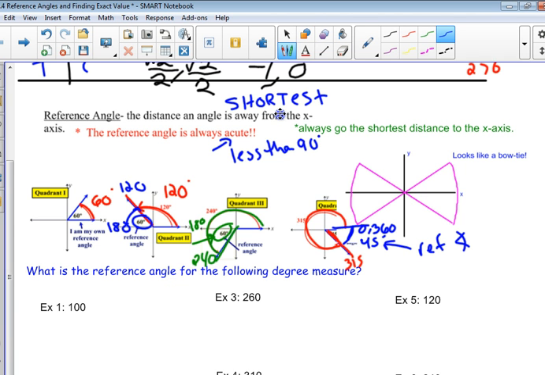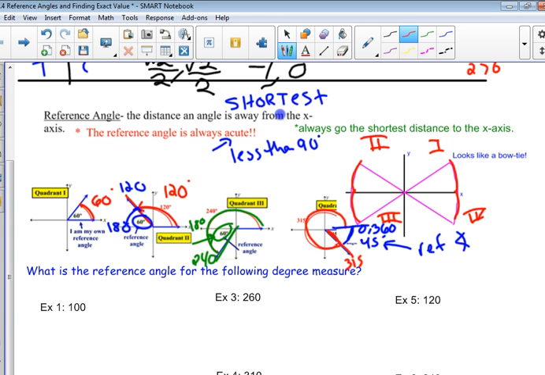Okay. Something that might help you guys, all your reference angles should look like a bow tie. So if you're not sure which direction to go, think about it this way. If you're in quadrant 1, you're always going down. If you're in quadrant 2, we're going down to the x-axis. And 3, we have to go up to the x-axis, and same thing in quadrant 4.